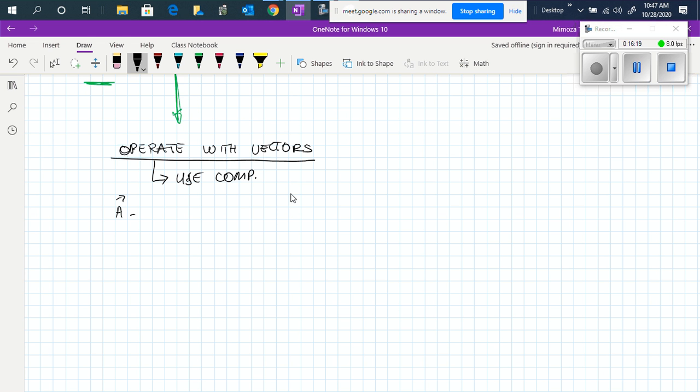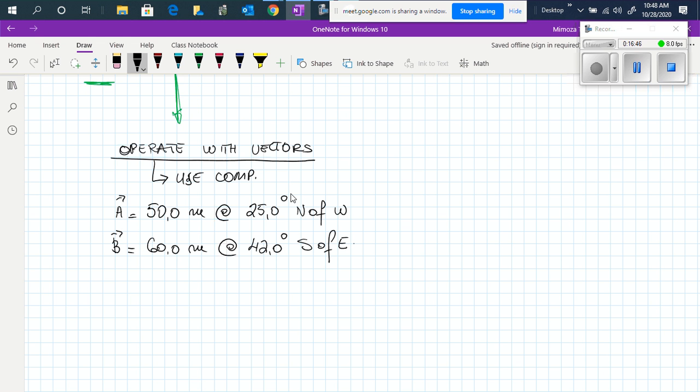Let's suppose that we have a vector A that is 50 meters at 25 degrees north of west, and a vector B that is 60 meters at 42 degrees south of east. So let's draw those vectors initially.